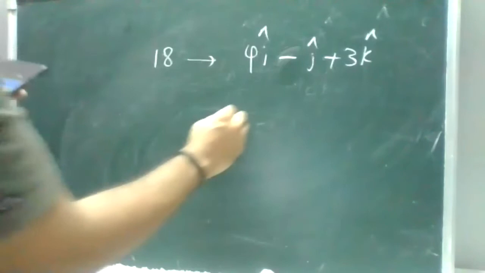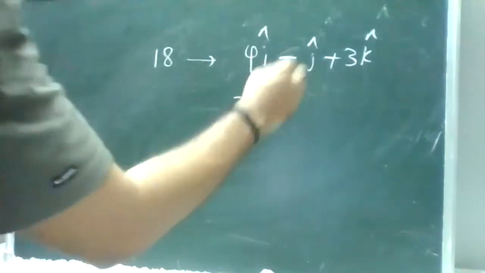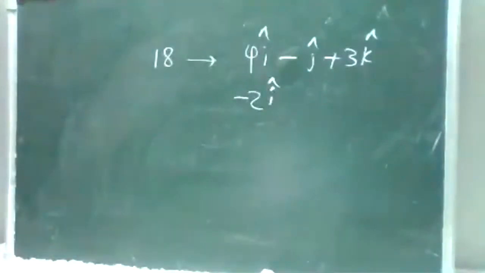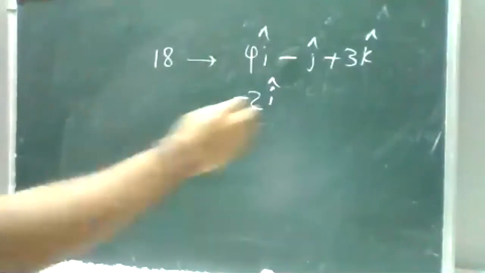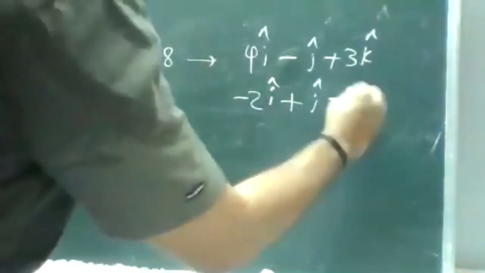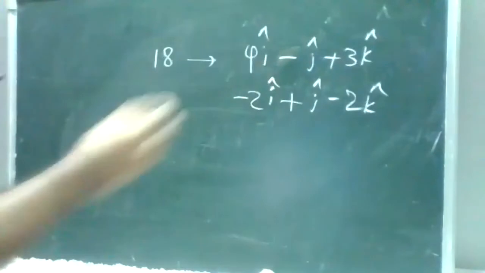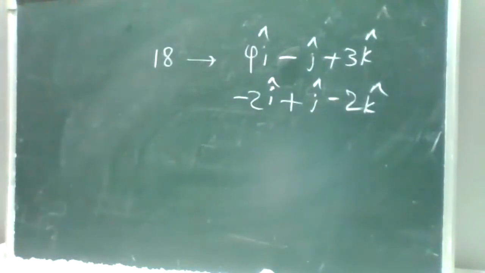And minus 2i cap plus j cap minus 2k cap. Find a vector of magnitude 18 which is perpendicular to both the vectors 4i cap minus j cap plus 3k cap and minus 2i cap plus j cap minus 2k cap. So we are going to find the vector. So try to find the vector.